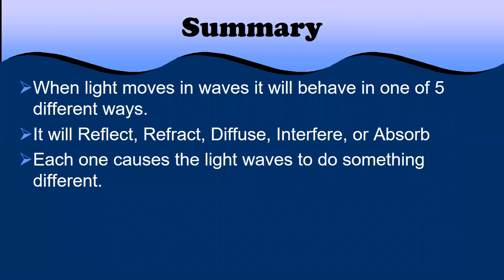So, to summarize this video, light moves in waves, and it behaves in one of 5 different ways. It'll reflect, refract, diffract, interfere, or absorb. Each one of those causes light to do something different. Reflection causes it to bounce back. Refraction causes it to bend. Diffraction causes it to go around an object or bend around an object. Interference causes waves to combine with each other, and absorption causes the light waves to lose some of their energy because it is absorbed through different objects.